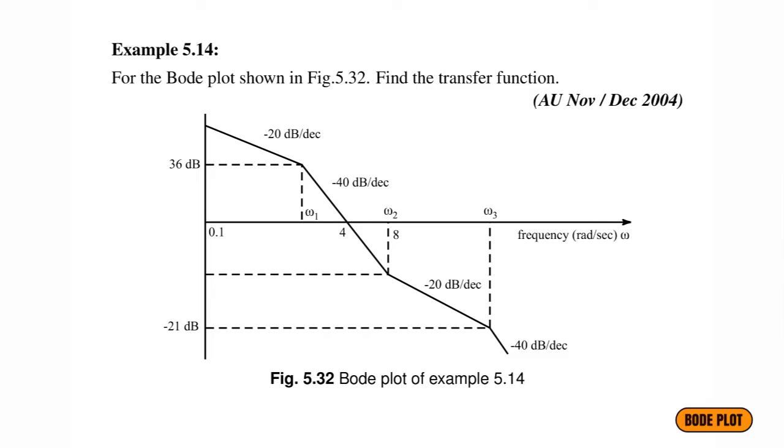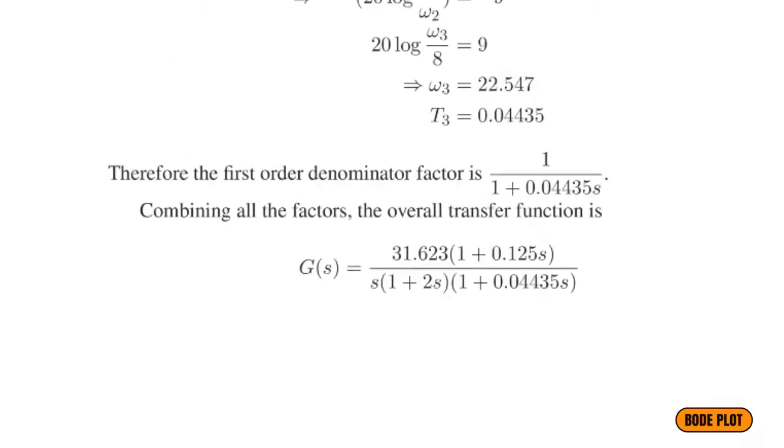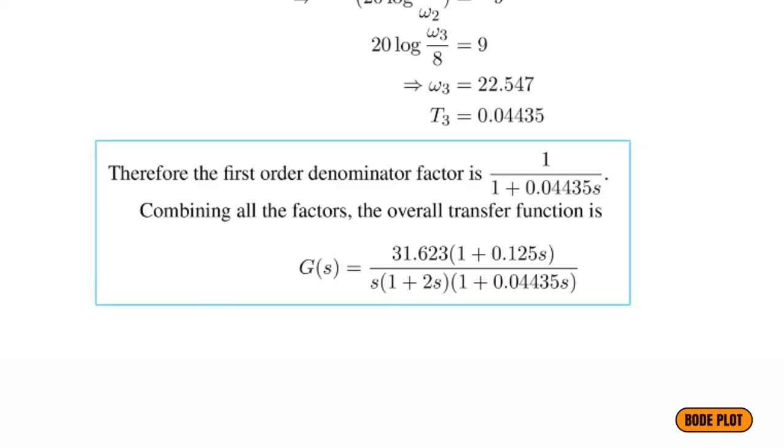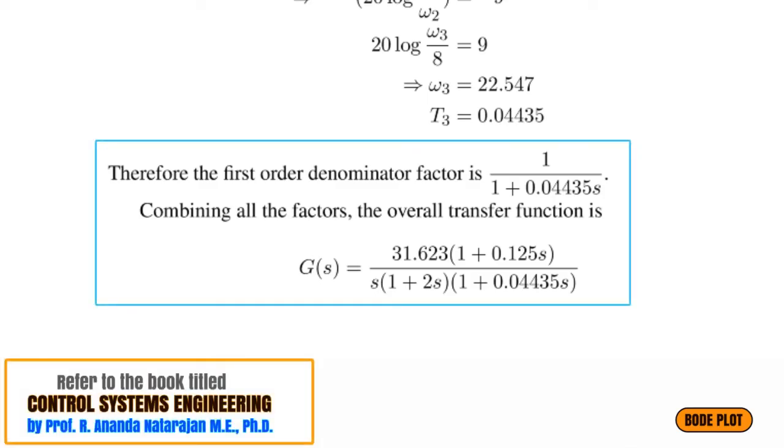In that way, we can find the transfer function from a given Bode plot. Therefore, k equal to 31.623 and tau 2 is 0.125 because 1 by 8. Tau 1 and tau 3 we all found. Therefore, this is the transfer function of the given Bode plot.